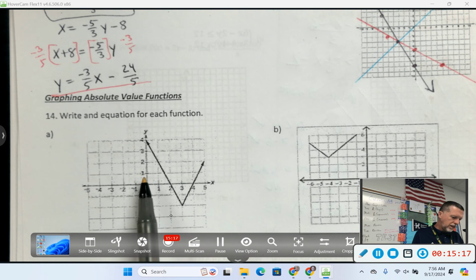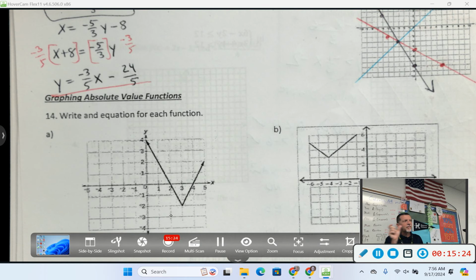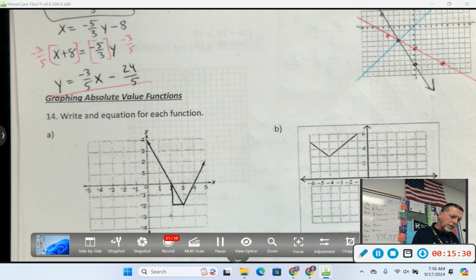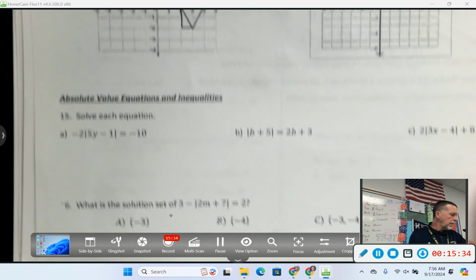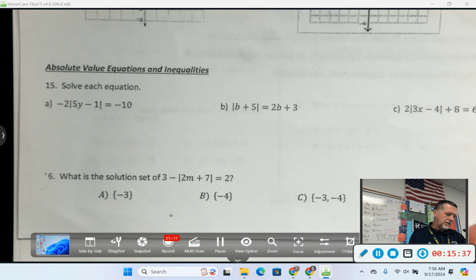14 you did. Were you good with 14? Yeah. Going back to the left and right is the backwards one, up and down it's kind of normal. This one had a slope of 2, so you have to be careful about that. This one has a slope of 1. Catch that.